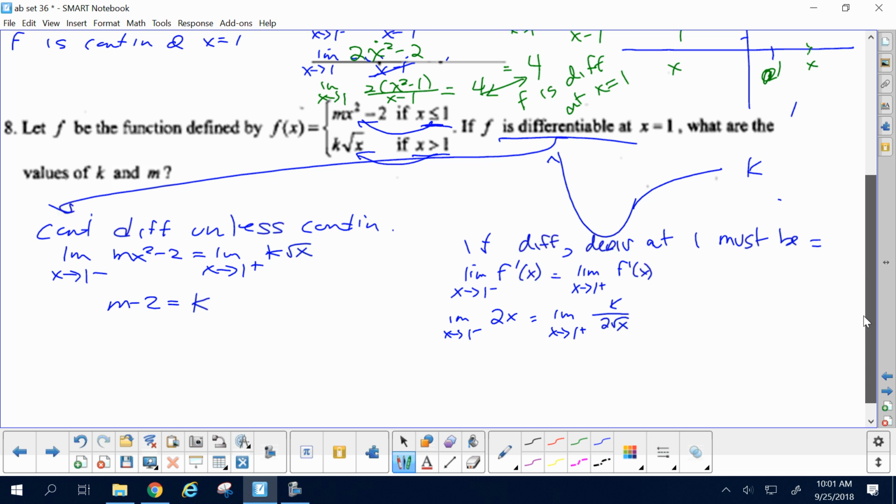At 1, what is the left side slope approach or equal? 2. At 1, what is the right side slope approach or equal? K over 2. All right. Now with these two facts that need to be met, we can find m and k. K surely has to be 4. And if k is 4, then m must be 6.